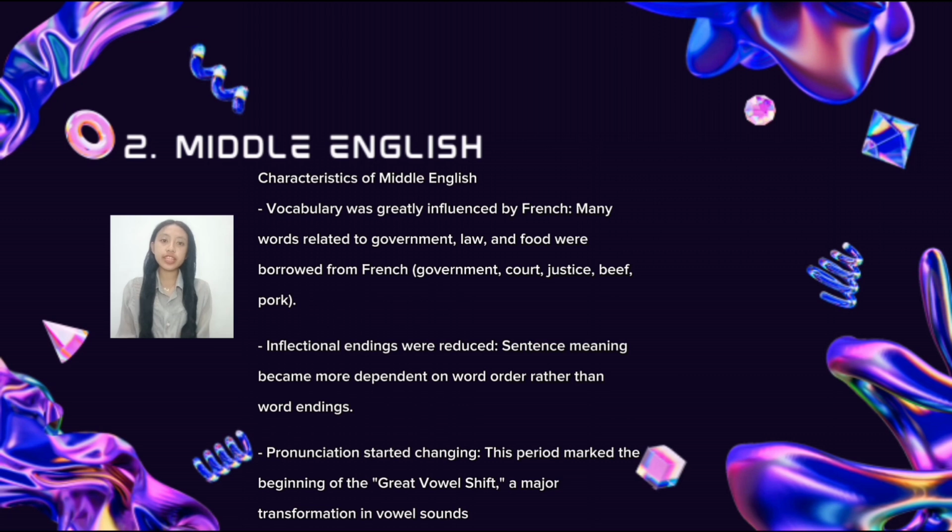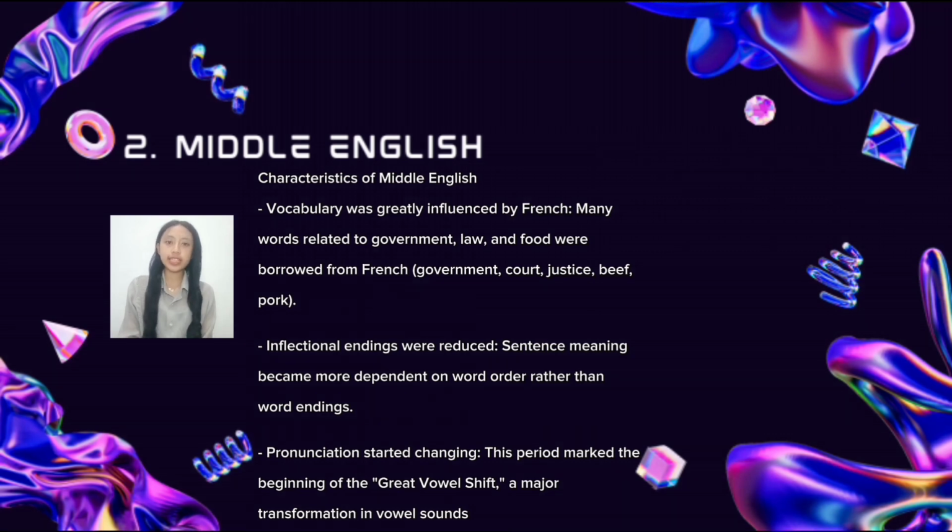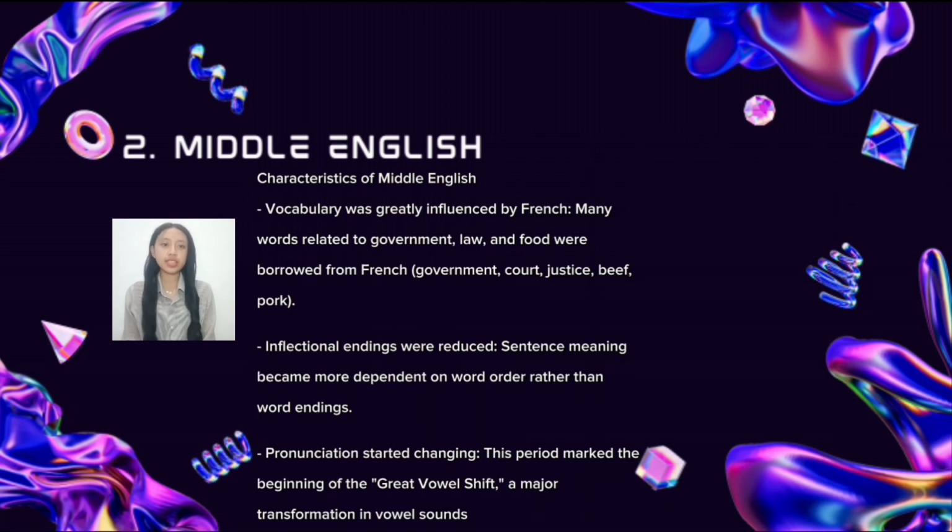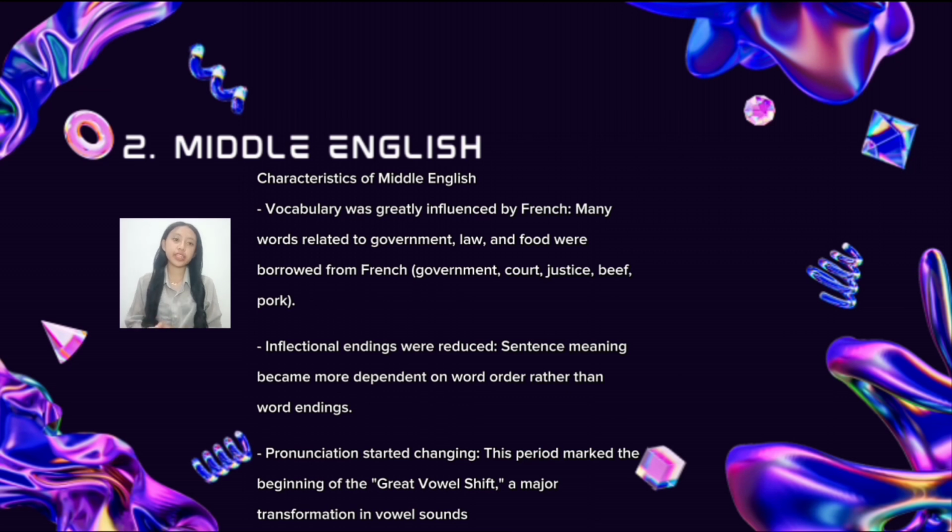Characteristics of Middle English. The first is vocabulary was greatly influenced by French. Words related to government, law, and footwear were borrowed from French. Second is inflectional endings were reduced. Sentence meaning became more dependent on word order rather than word endings. Third is pronunciation started changing. This period marked the beginning of the Great Vowel Shift, a major transformation in vowel sounds.